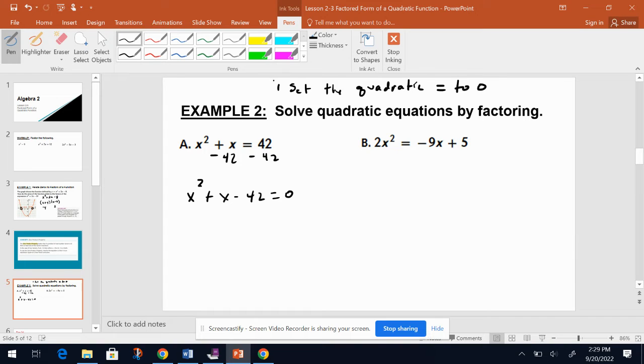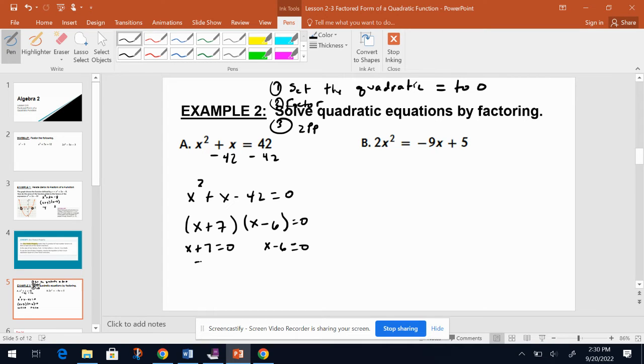Now the second thing that I'm going to do is I'm going to factor. Okay, so we're going to find two numbers that multiply to negative 42 and add to 1. That would be x plus 7, x minus 6, and that would be equal to 0. And then the third thing I'm going to do is called ZPP, or the zero product property. I'm going to set each factor equal to 0 and solve.